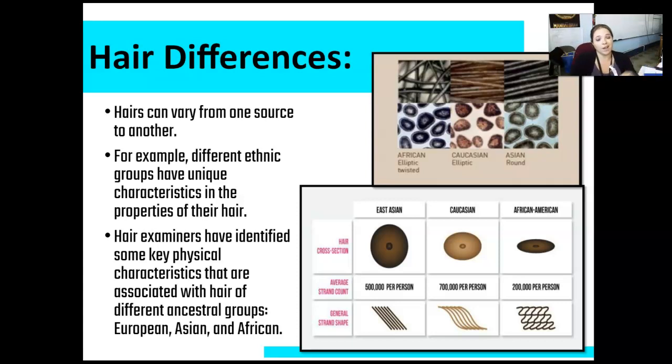For example, different ethnic groups have unique characteristics in the properties of their hair. So you can see right here, look at this. This is when it's cut down. You can see this is elliptic and twisted. This is just elliptic, and this one's round. Right? So they're all different. And you can see some more down here with the amount on a person's head, the general strand shape. So hair examiners have identified some key physical characteristics that are associated with the hair of different ancestral groups, like European, Asian, African.